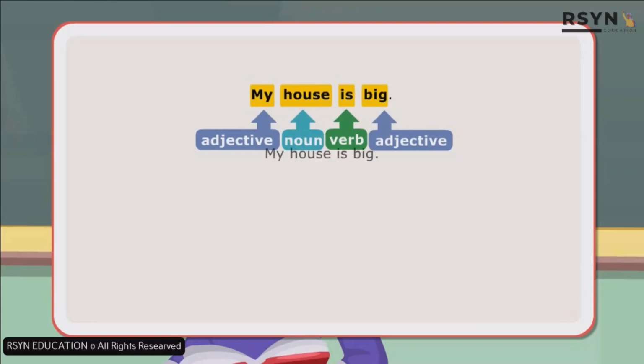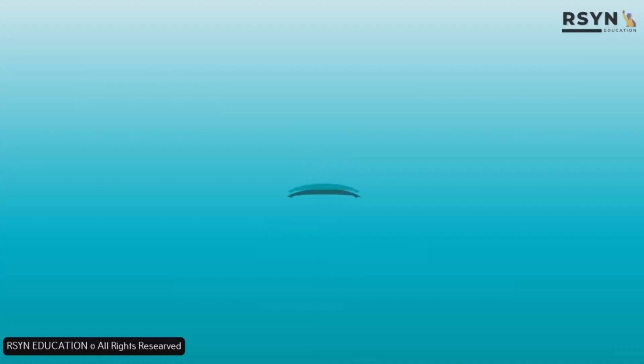The first letter of each sentence must be capitalized. Example: M in my, the first letter of the sentence. One punctuation mark is essential in a sentence, that is, a full stop, question mark, or exclamation mark used at the end of a sentence. Example: full stop at the end.